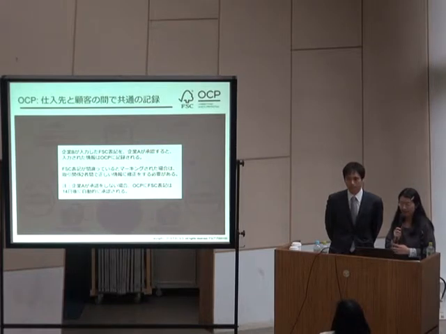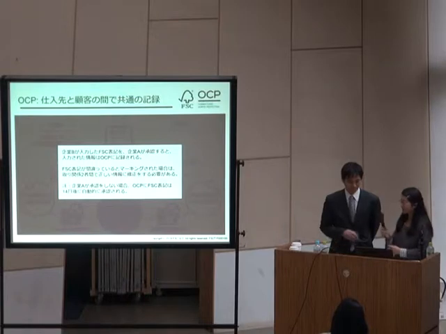And if A gets suspended, or if there's any change in A's certificate, the OCP will notify B, their customer, immediately. So B will know A has been suspended, and they can stop the business at once.